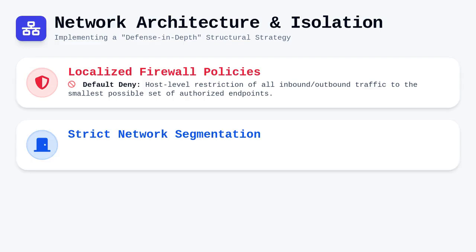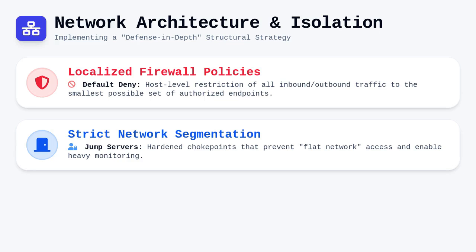We further refine this by designing strict network segmentation, ensuring that the vault is not just sitting on a flat, open network where any host can attempt a connection. This often involves the use of jump servers as a single, hardened point of entry, creating a choke point that we can heavily monitor and control.